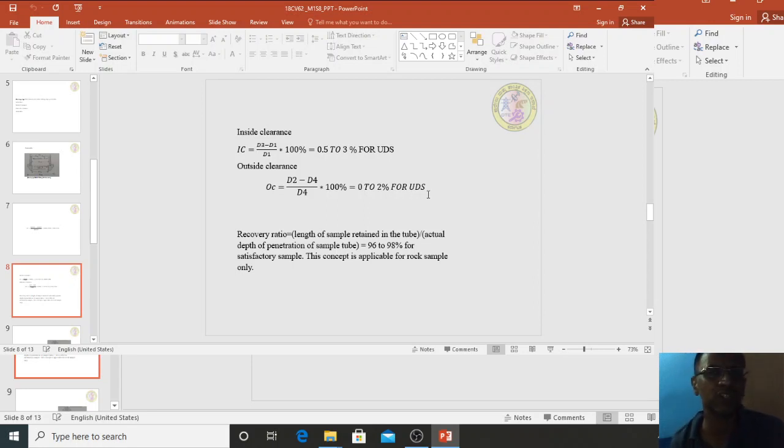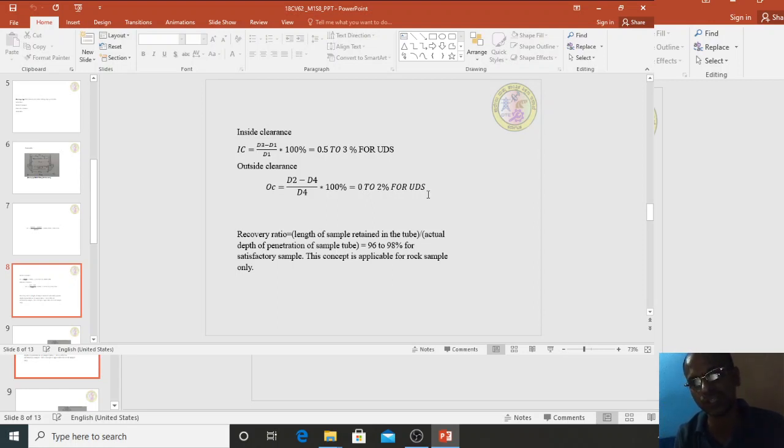One more thing: in the case of rock samples, we use a term called recovery ratio. The recovery ratio means the length of soil retained in the tube divided by the actual depth of penetration of the sampler tube. Suppose we have a 60 centimeter sampler tube. When we drive the sampler tube in stiff soil and only 50 centimeter of sample is obtained, the remaining 10 centimeter is not recovered because of loose state or pockets of air voids. Then 50 by 60 into 100 gives the recovery ratio.